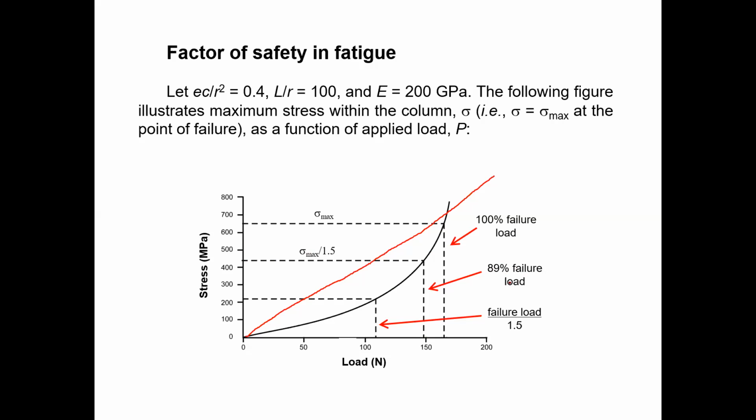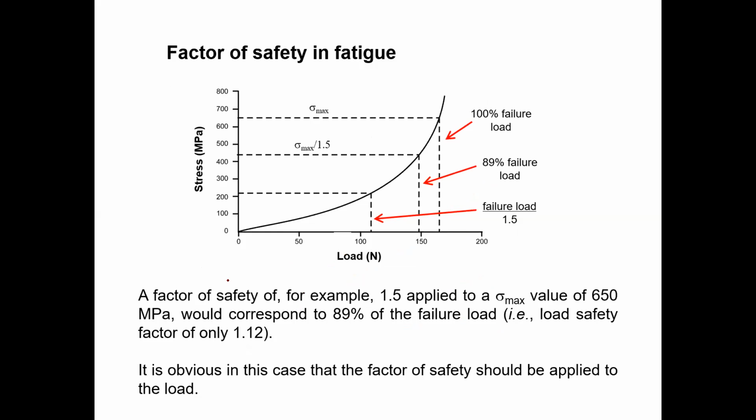And there are some numbers you can deal with there also. There is an 89% failure load, you can see, and at that time the load reduction is around 1.5. Okay, sorry, stress reduction. But if you reduce the load by 1.5, the stress will be much higher. You can see, so you can deal with that, and you can see the main difference in here. Yeah, I already explained that one. As I told you, this is 650, and you can see a factor of safety, for example 1.5, applied to sigma maximum. Okay, the value of 650 megapascal would correspond to 89% of the failure load. That is a load safety factor of only 1.12.